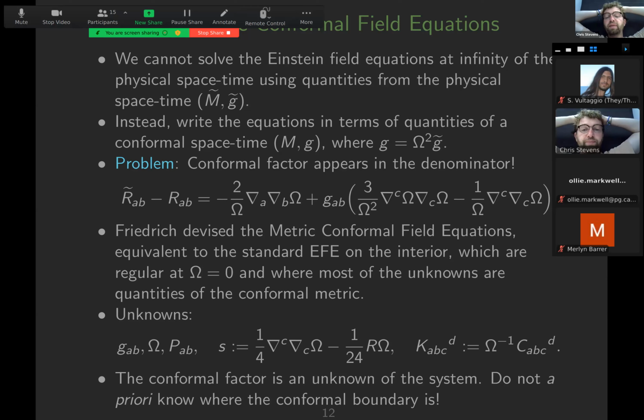Now, the problem here is that in order to figure out what the conformal structure or the conformal boundary looks like, you need to know what the conformal factor is. But unfortunately here, the conformal factor is a part of the system which you don't know until you solve it. So that's a kind of annoying, especially if you do numerical evolutions, you don't know where the conformal boundary is.